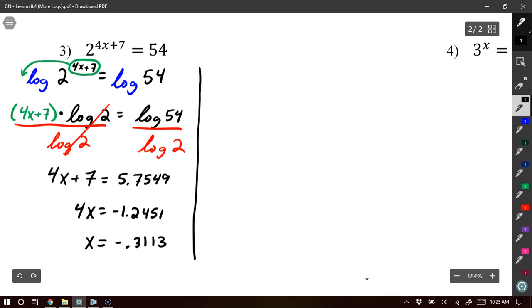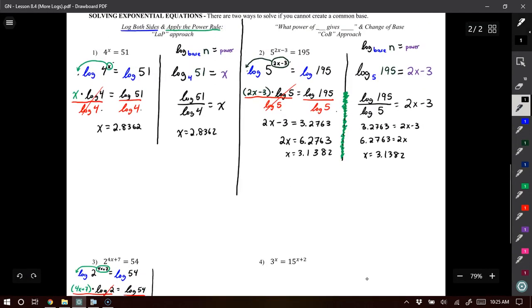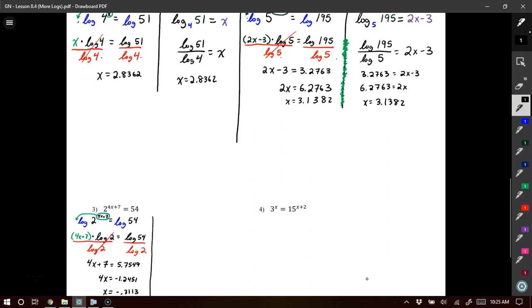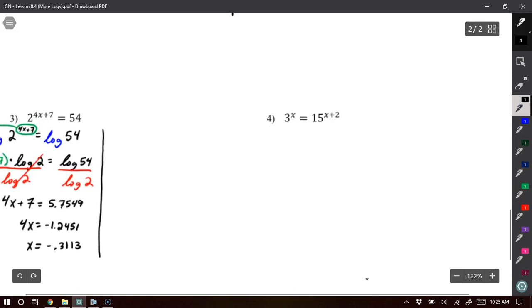It's the same steps as 1 and 2. I mean, look at that. I took the log of both sides. I brought the exponent down doing the power rule. And then I divided by what was attached to the power, the log. And then I just solved a normal equation. So consistently, it's the same thing.